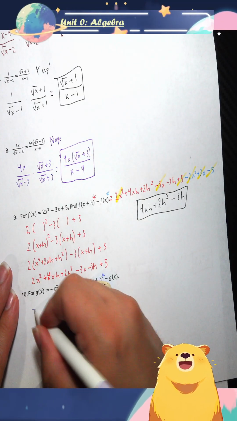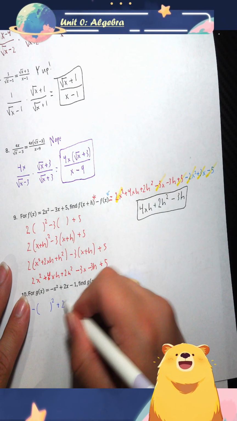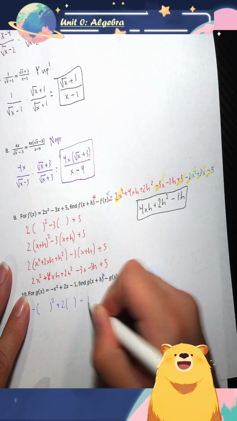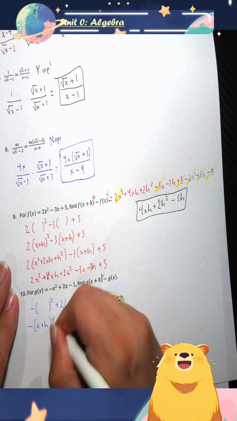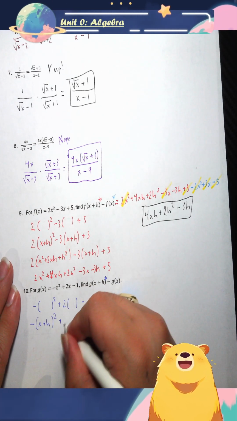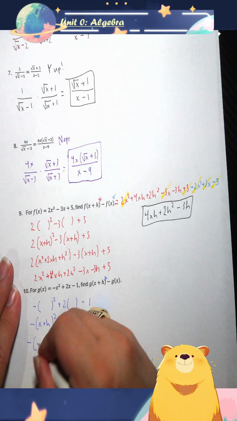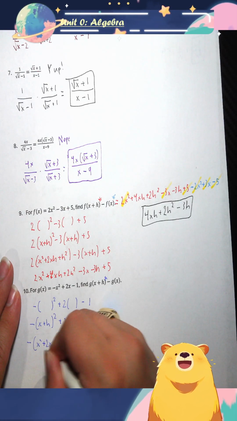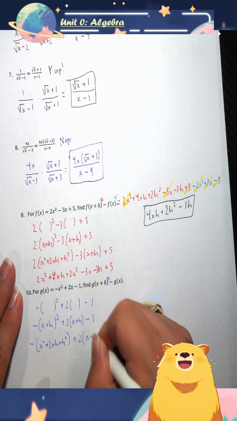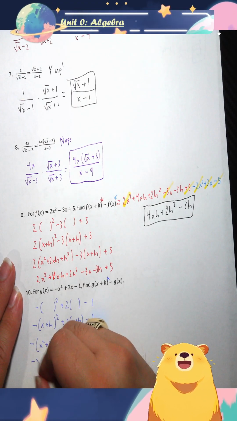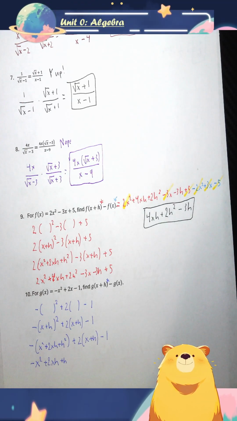Remember, everywhere we see an x, we put a blank. So negative blank squared plus 2 blank minus 1. And then the next step is we replace everything with x plus h. So negative (x plus h) squared plus 2(x plus h) minus 1. First, do the power: x squared plus 2xh plus h squared, and then distribute. So negative x squared plus 2xh plus h, or, ooh, I'm going way too fast.